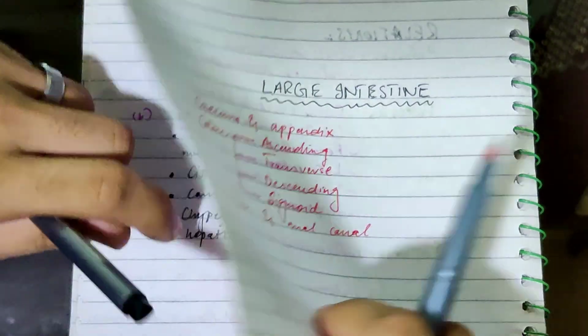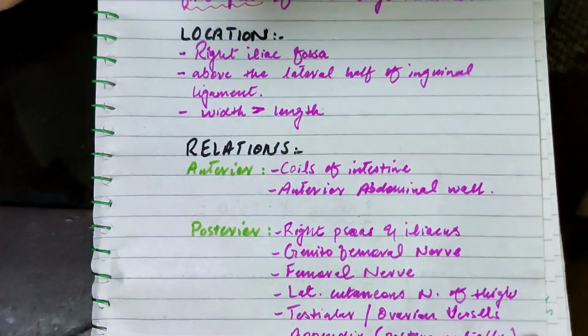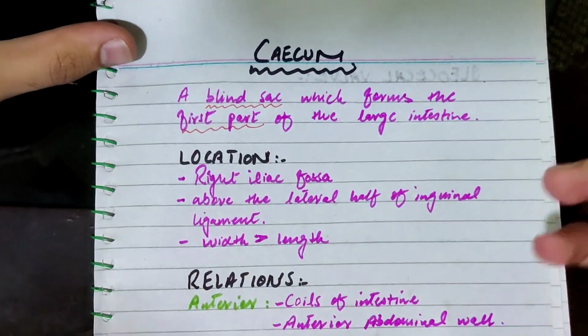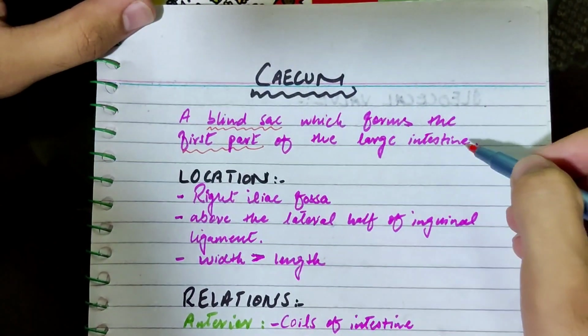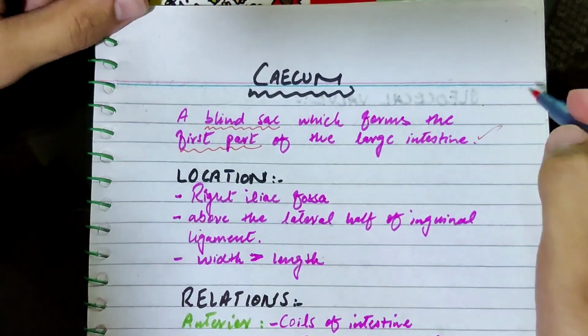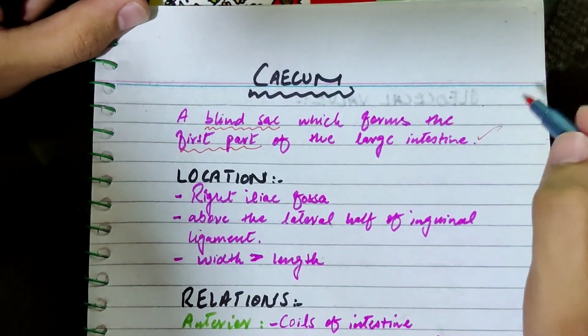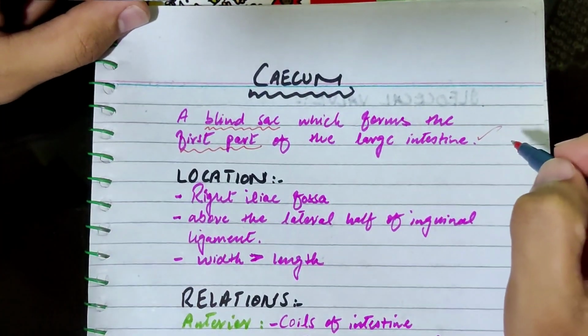Okay. So first of all, we are starting with the cecum. So what is cecum? Cecum is basically a blind sac which forms the first part of our large intestine.